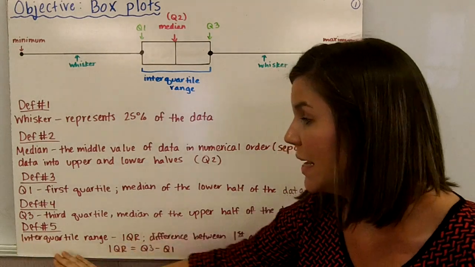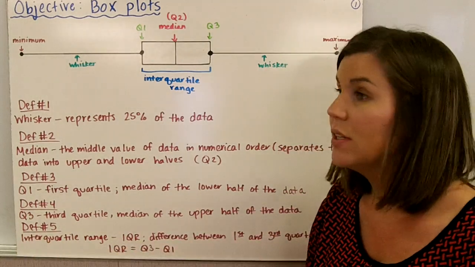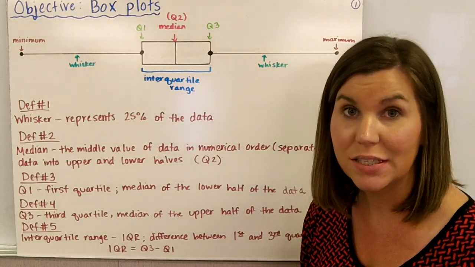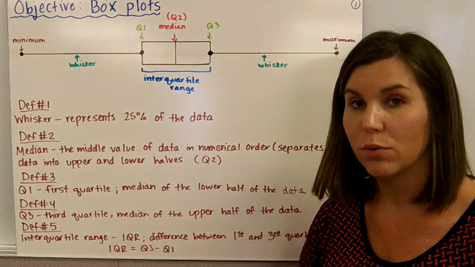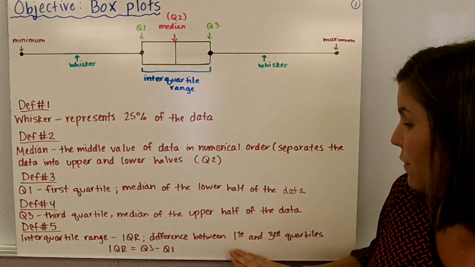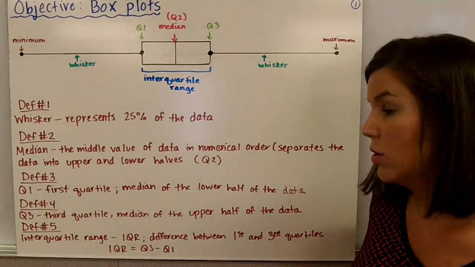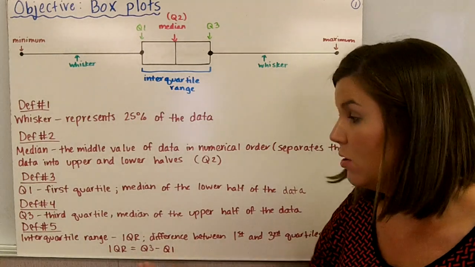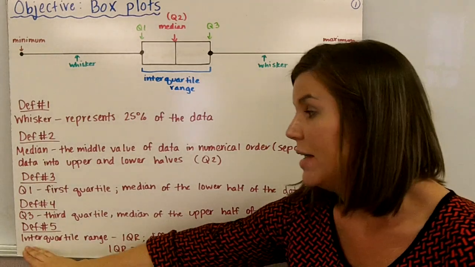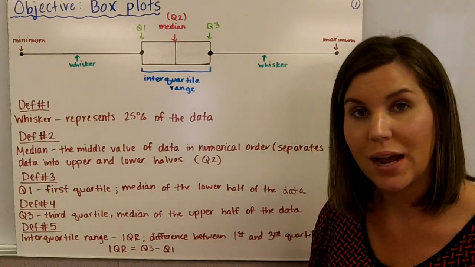Definition number 5, interquartile range. Now you've seen the word range before, and that's the difference between the maximum and the minimum. The interquartile range is the difference between the first and third quartiles. If you take the upper quartile, subtract the lower quartile, you get the IQR, interquartile range. We abbreviate it IQR.